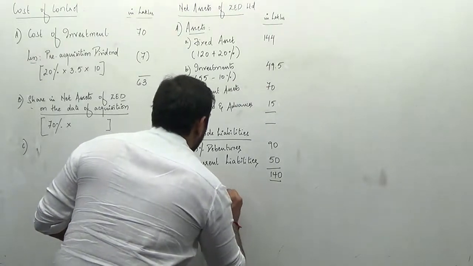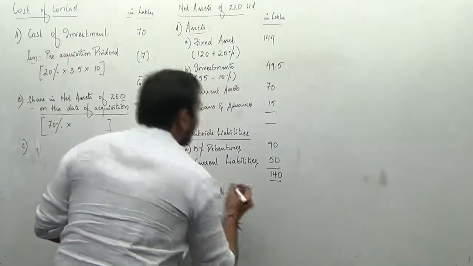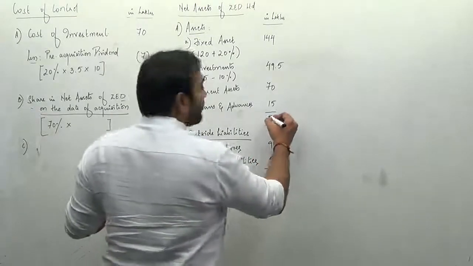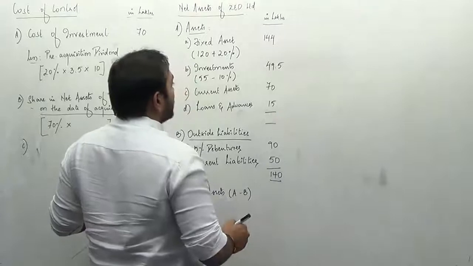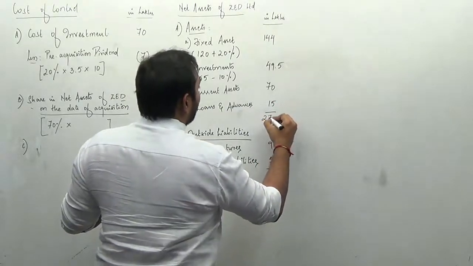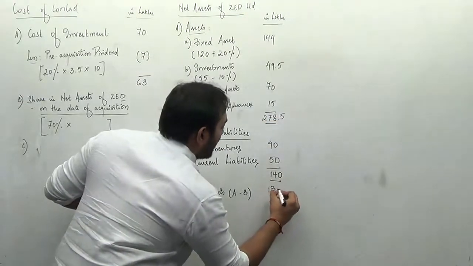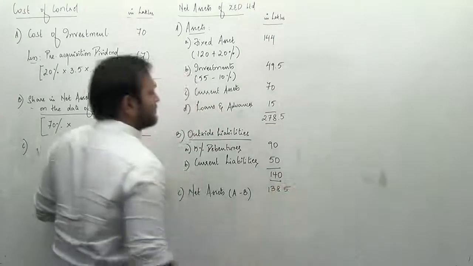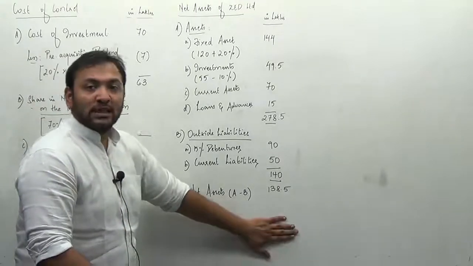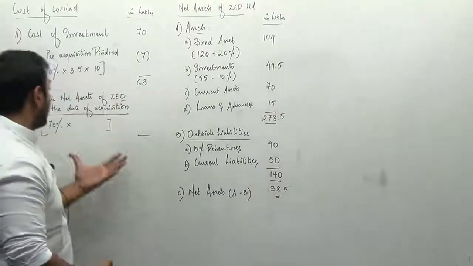So your net assets should be a total of A minus B. And the total of A is, this guys, what is the assets total? So it's 278.5. So my net assets is 138.5. My net assets total is 138.5. When you know this value, you can fill it up here.